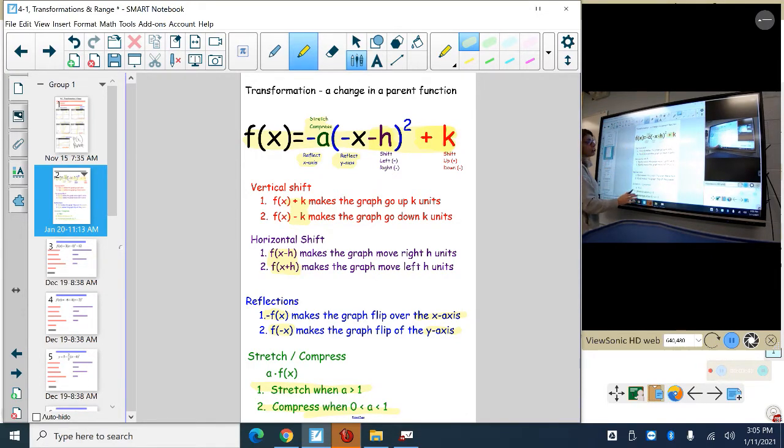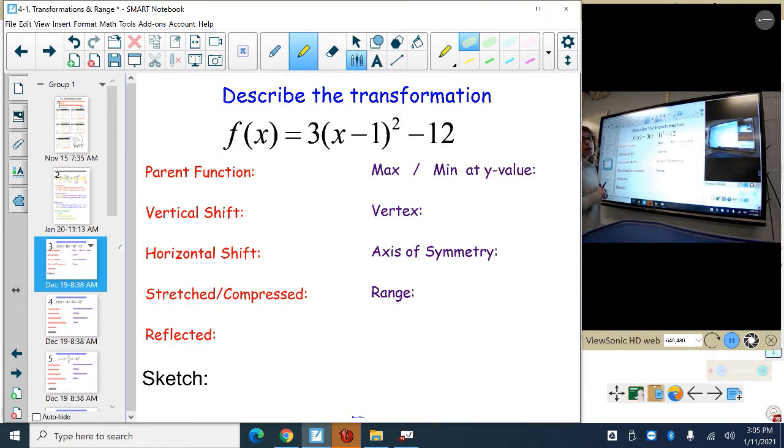This is your cheat sheet. You need to keep it with you and use it the entire time, okay? So let's describe the transformations. And we talked about this previously: up, down, left, right, stretch, compress, reflect. We're going to keep doing it.